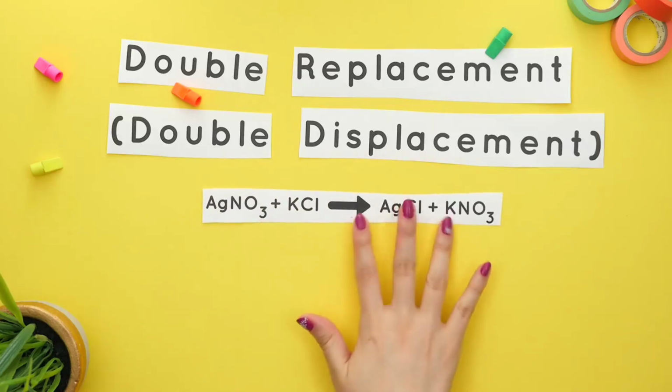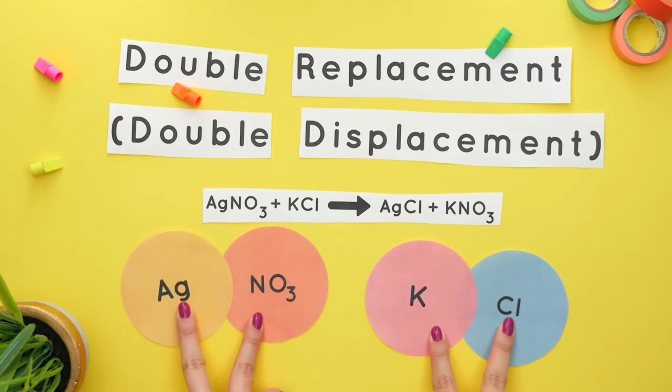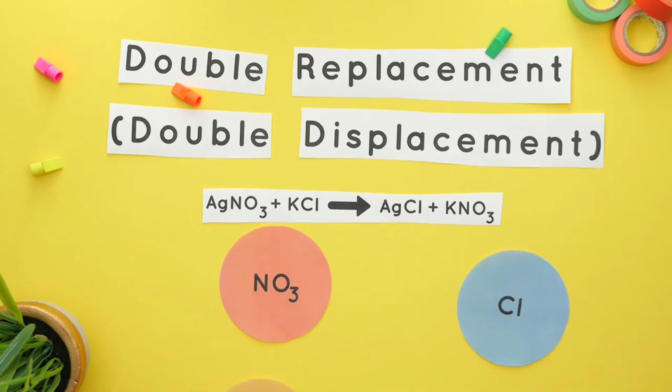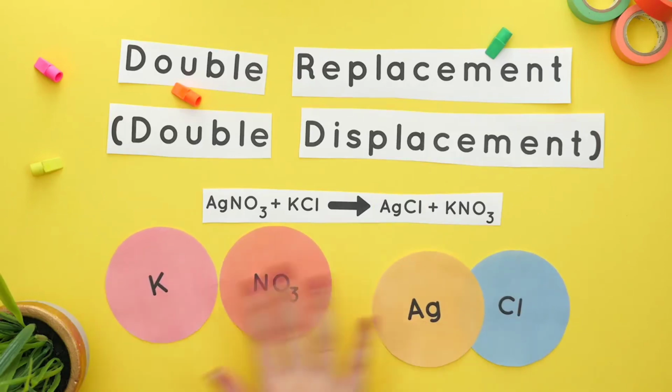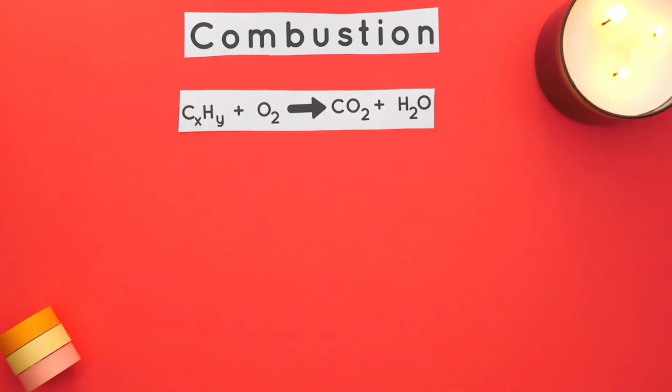It's like single displacement reaction, but in this case here you have silver nitrate combining with potassium chloride. The silver will now bond with the chlorine, while the potassium will now bond with the what? Nitrate ion. So there is exchange of two different ions to form two different what? Substances.